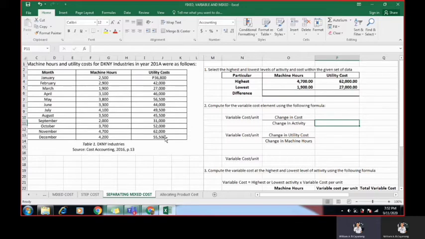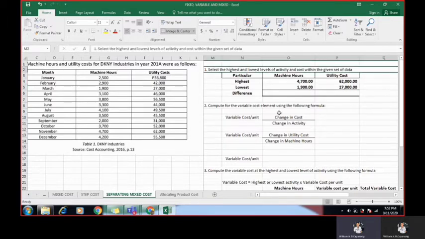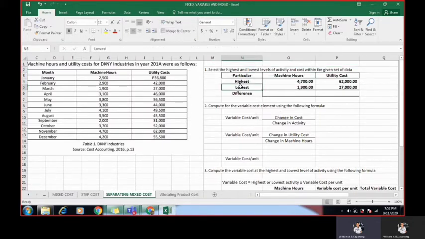Now, first step is select the highest and lowest levels of activity and cost within the given set of data. So, magiging basihan natin is si machine hours as to the highest level and lowest level. Now, tingnan natin si machine hours dito. Ano ba yung highest level? Okay, 2.5 or may 4,100 dito. Okay, but here, 4,700 will be the highest machine hours. So, ilalagay natin siya dyan. Whereas, the lowest machine hours consumption is na kay March. Okay? Ayan, 1,900. So, ilalagay natin siya dito.